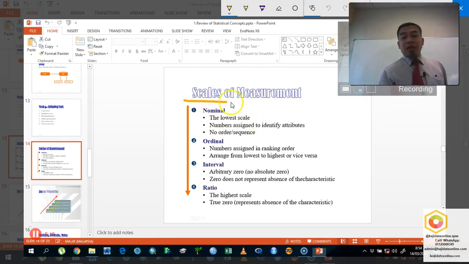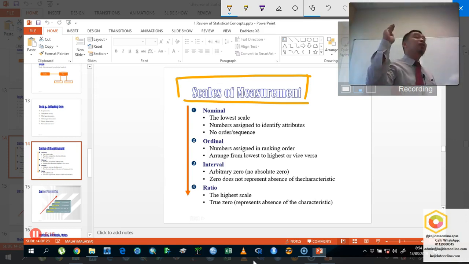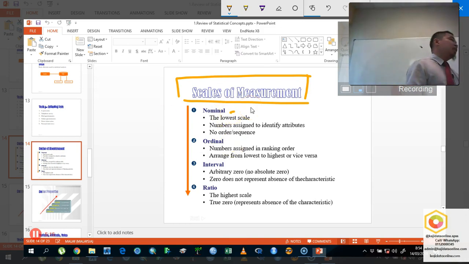Okay, so now we are going to learn the most important part. Most of you cannot distinguish between the scales of measurement. Now focus very well on these explanations, otherwise you are not going to fly. After you understand these four scales of measurement, then you are able to fly without wings. Okay, the first one is the nominal scale.